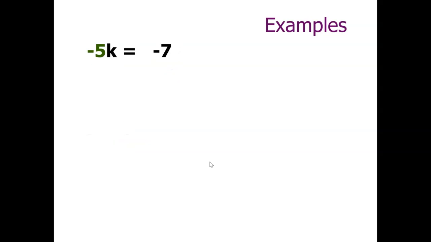Negative 5k equals negative 7. K is attached to negative 5, and that's my numerical coefficient. I'm going to divide both sides by negative 5. The negative 5 and negative 5 will get cancelled. On the other side, both the negatives will become positive. But in this case, there is nothing common between 7 and 5, which means we cannot reduce it. We will leave it the way it is. So k equals 7 over 5 should be your final answer. Let's try one more.